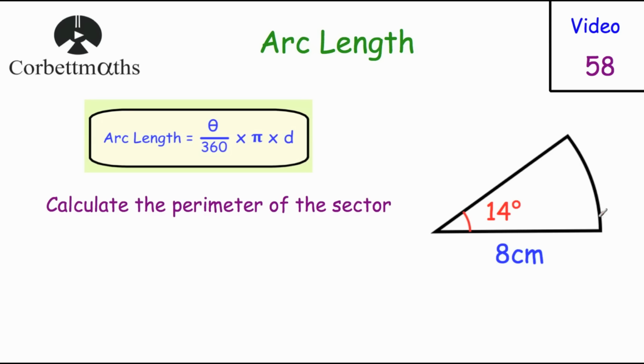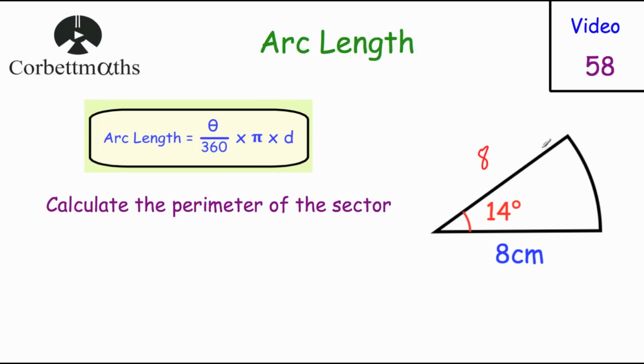The formula to find the arc length, so the length from here round to here, is given by beta, the angle, over 360 multiplied by pi multiplied by the diameter. This is video 58 in Corbettmaths, and this is part of the Corbettmaths revision card. Our question asks us to find the perimeter of this sector. Here we've got a sector. It's got a radius of 8, so the distance from the center to the edge of the circle is 8 centimeters, and we want to find its perimeter.